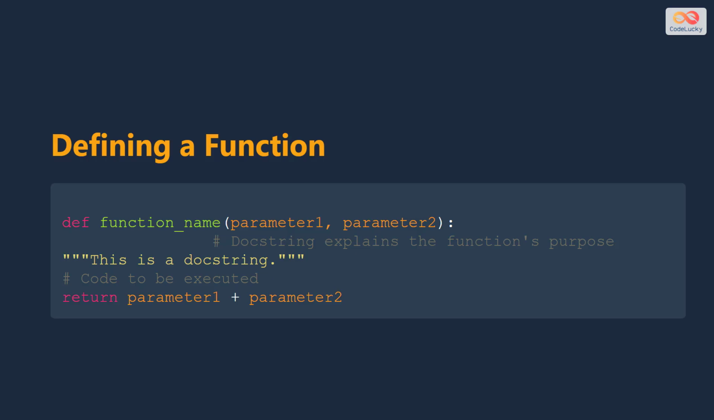To create a function in Python, you use the def keyword, which stands for define. You follow it with a unique function name and a pair of parentheses. Inside these parentheses, you can specify parameters. The indented block of code that follows is the function's body, where you write the instructions for the task it performs. You can also include a docstring to explain what the function does.